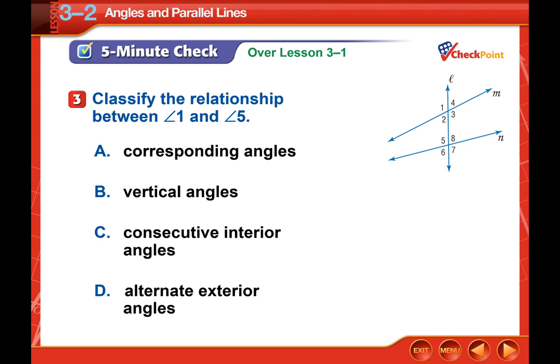Number 3, classify the relationship between angle 1 and angle 5. They are both on the same side of transversal L. They're both on the same side of the lines that the transversal is crossing. They're both above. These are not vertical angles. We can either classify them as interior or exterior. These are corresponding angles.